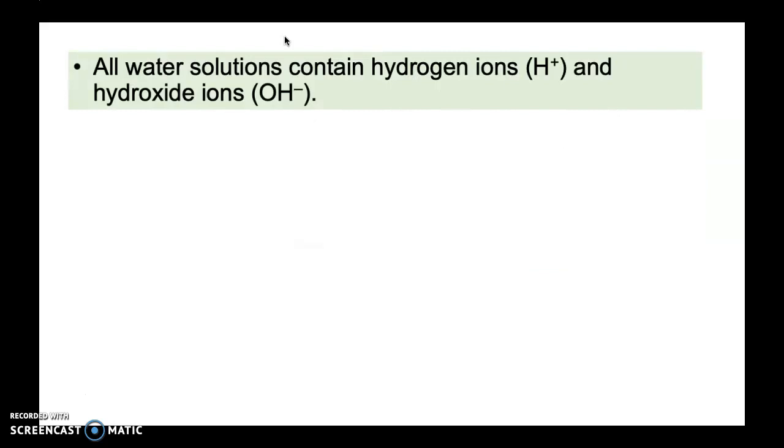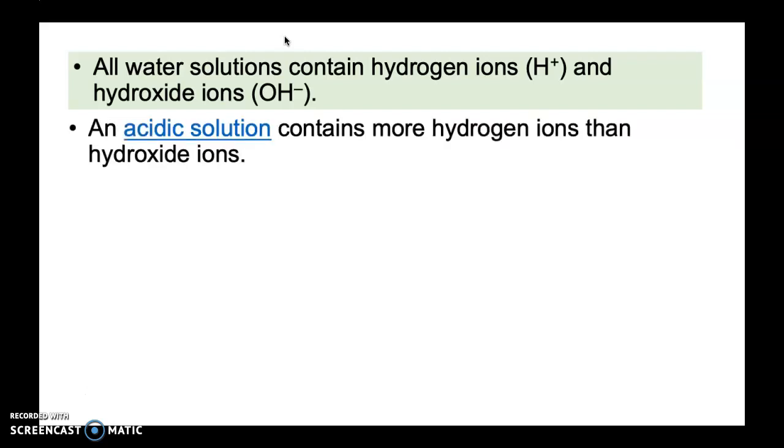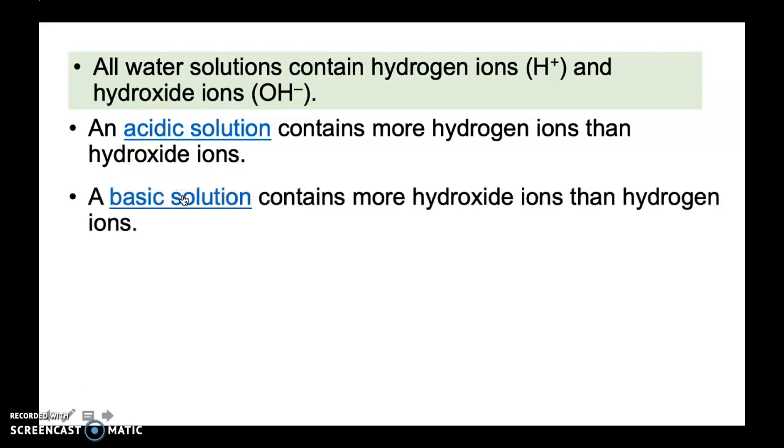Now, all water has hydrogen ions and hydroxide ions. An acidic solution contains more hydrogen ions than hydroxide ions. Okay, so water has both. Acidic will have more hydrogen. A basic solution contains more hydroxide ions than hydrogen ions.